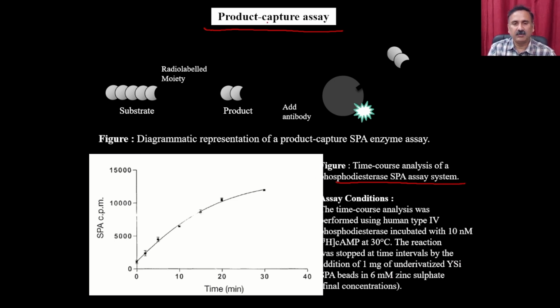So you can use the product capture assays, where the substrate is converted into the product, and then you can add the antibodies, and you can add the SPA beads, and this is how you are going to see a signal. And when you add the SPA beads, it is going to terminate the reaction, and that's how you are going to see a signal, right? And using this signal, you can calculate the kinetics of the enzyme assays, you can calculate the concentration of the products, and you can calculate other kinetic parameters as well.